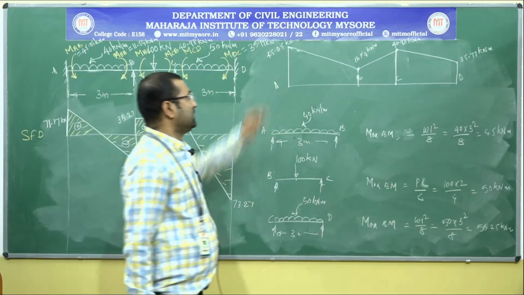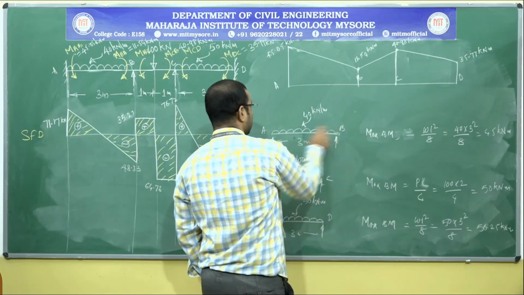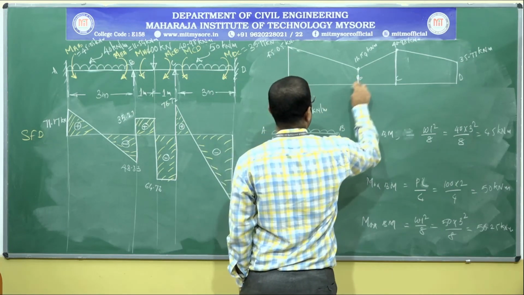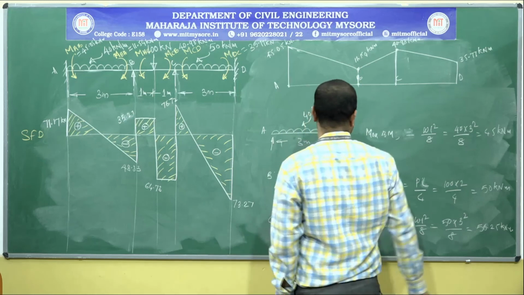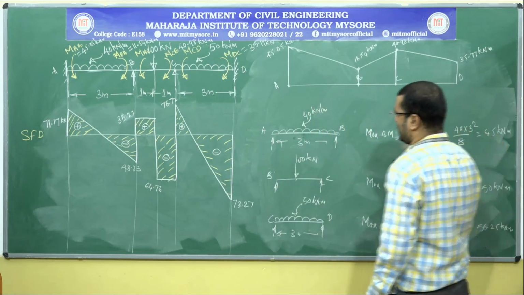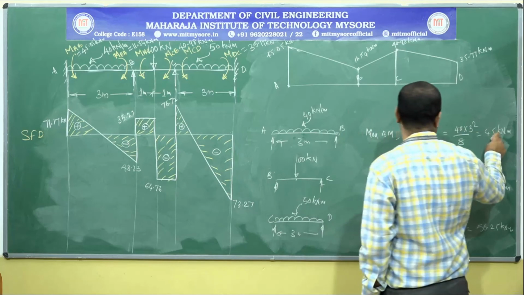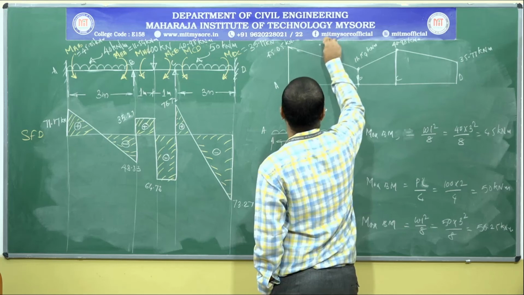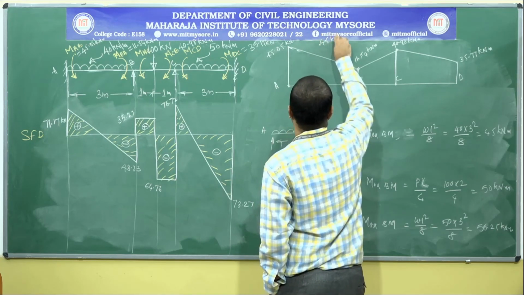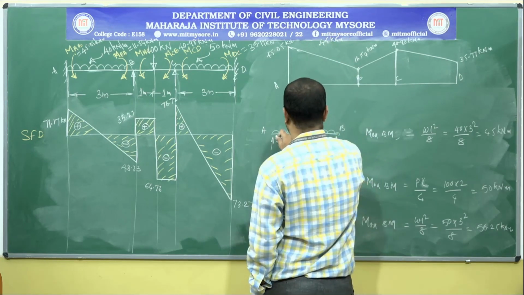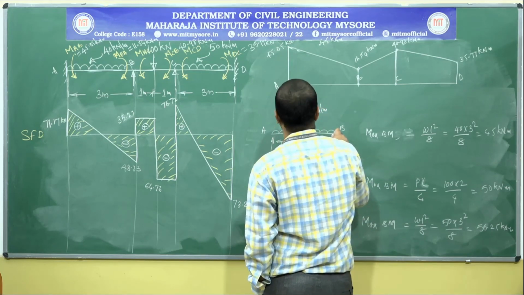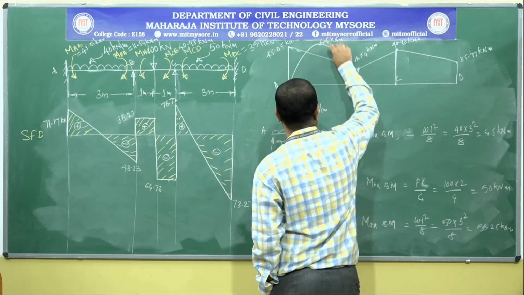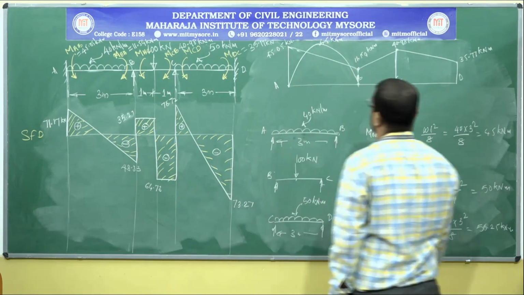So I have to superpose these bending moment diagrams over these. As here both the ends are simply supported, the bending moment will be 0 at A as well as at B. We have a maximum bending moment which occurs exactly at the center, which is 45 kilonewton meter. Because of the UDL, the variation in the bending moment diagram will be parabolic. So here I will show a parabolic curve.